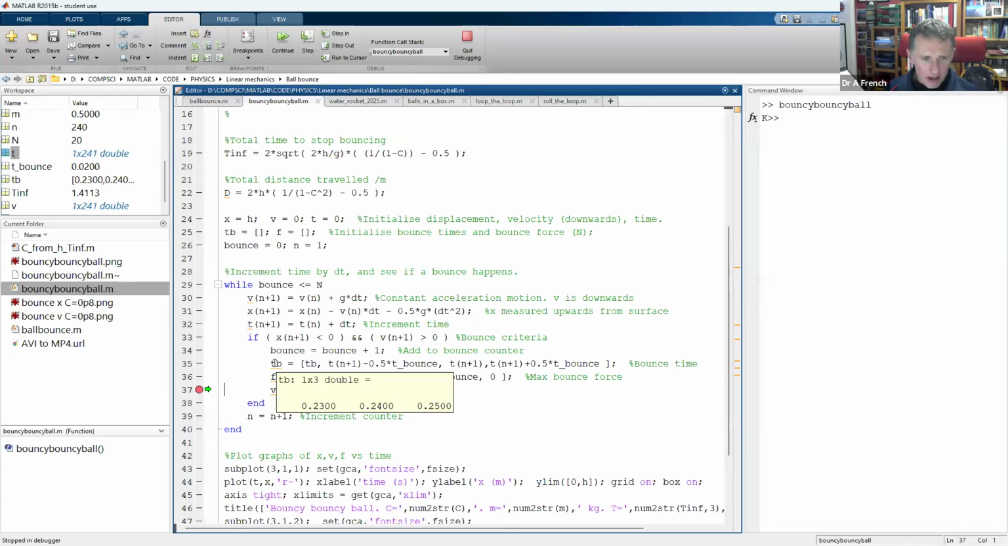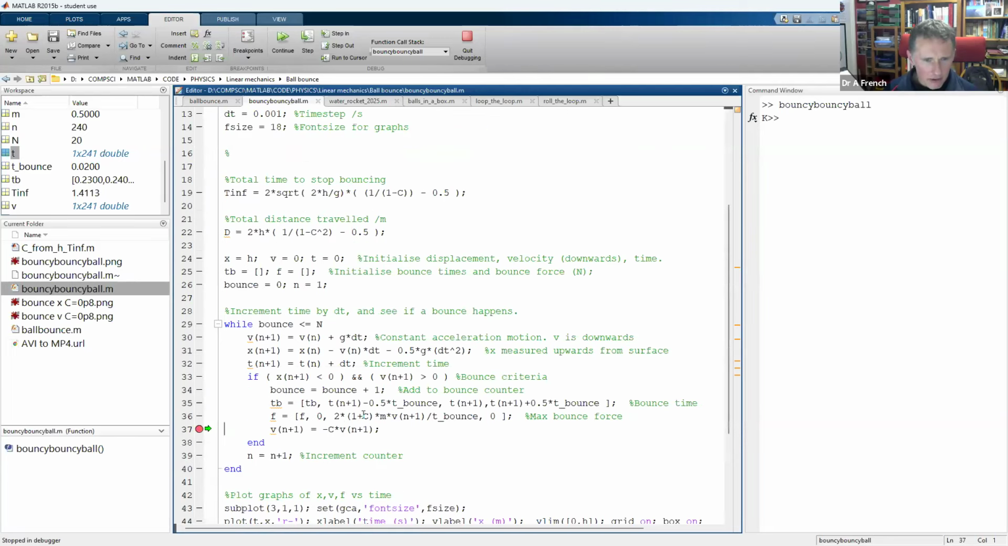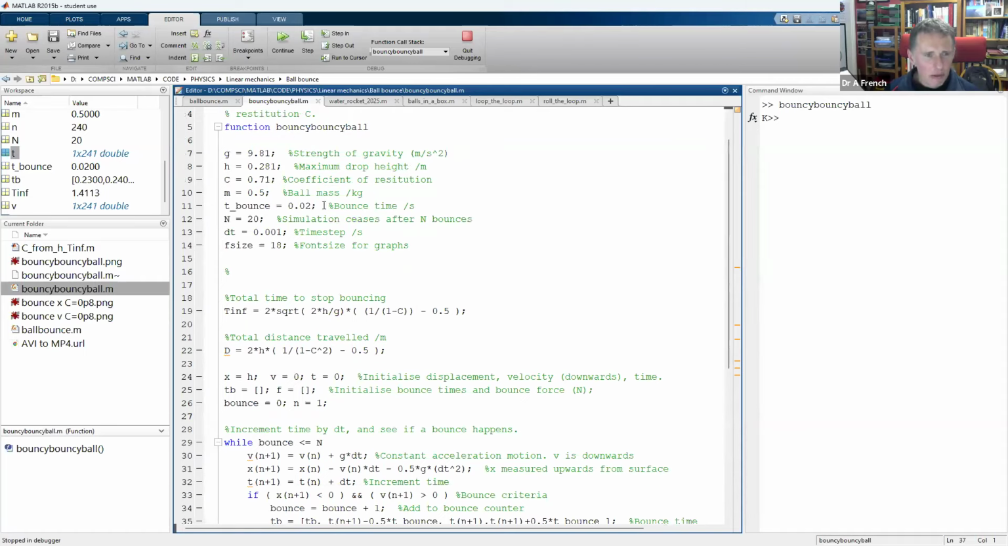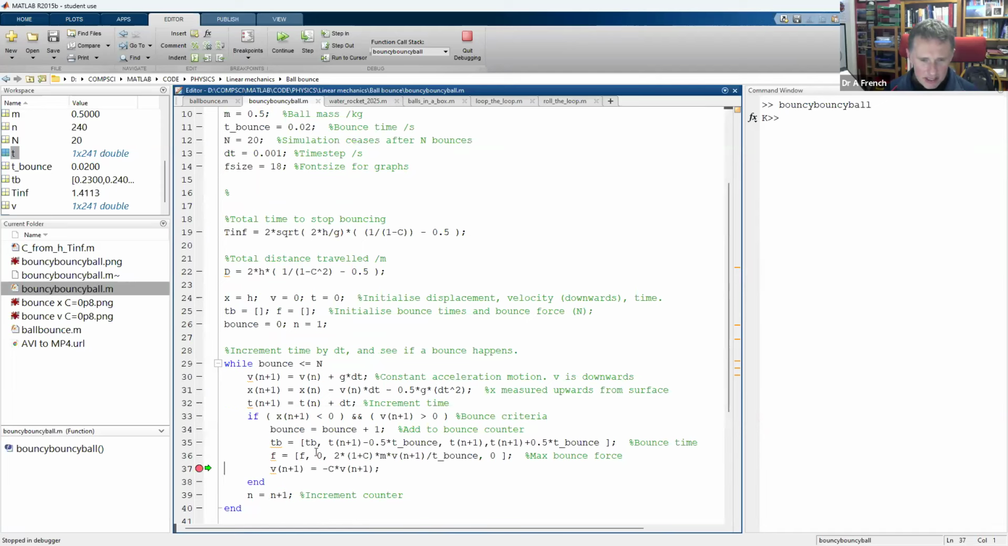Now, TB, we've got 3 values. Why is it 3? Well, I've got the time of the bounce, 0.24 seconds, and I'm adding a little bit either side of that, half a bounce time either side. So what's that going to be? 0.01 of a second. So the idea is that my force versus time is going to be a triangle. I've got the time where it starts, the time of the bounce, and the time when my force versus time has ended.